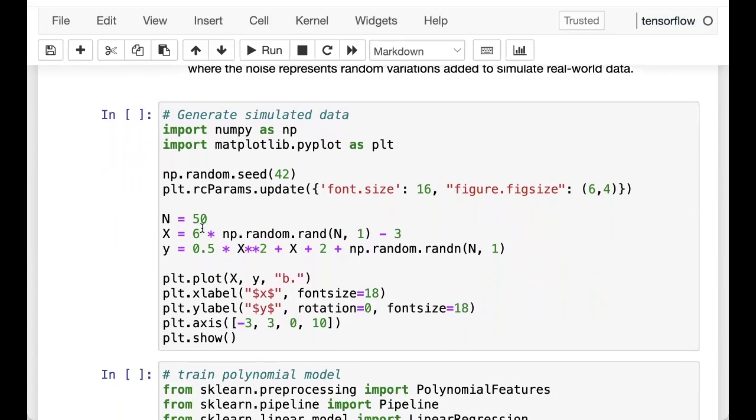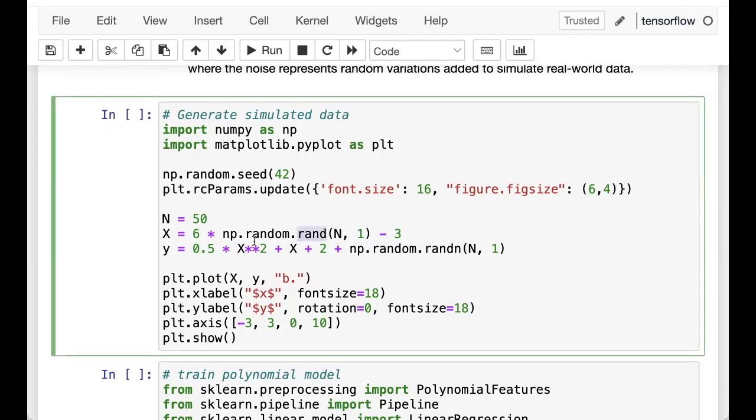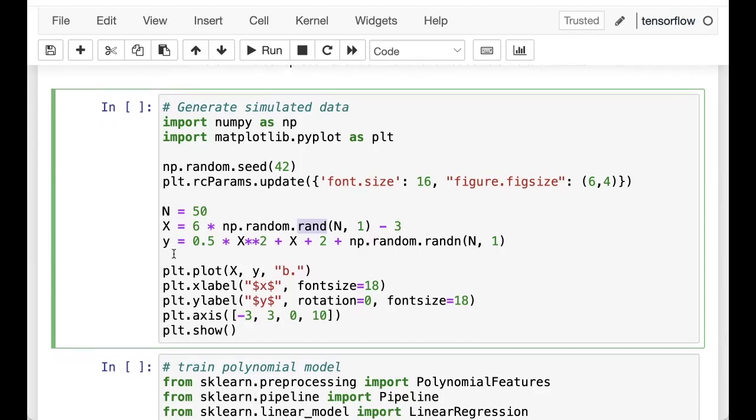So in this case, we create 50 samples from -3 to 3 because this rand is from NumPy's random module, which creates numbers from 0 to 1. If we multiply that by 6, we get 0 to 6. And then subtract 3, and we get -3 to 3. And here is exactly the equation that we had before.